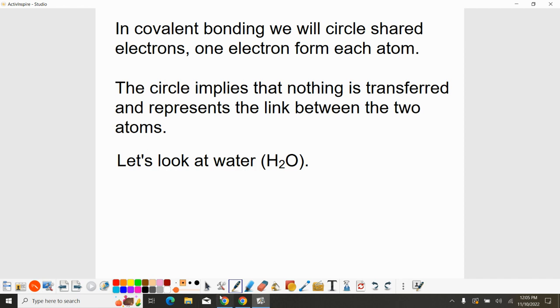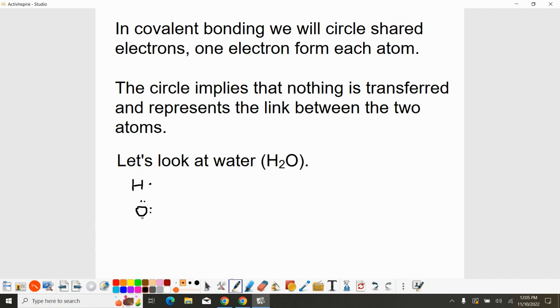So we have 2 elements in our substance here. We have hydrogen. Hydrogen's in group 1, so it has 1 valence electron. We have oxygen. Oxygen's in group 16, so it has 6 valence electrons.